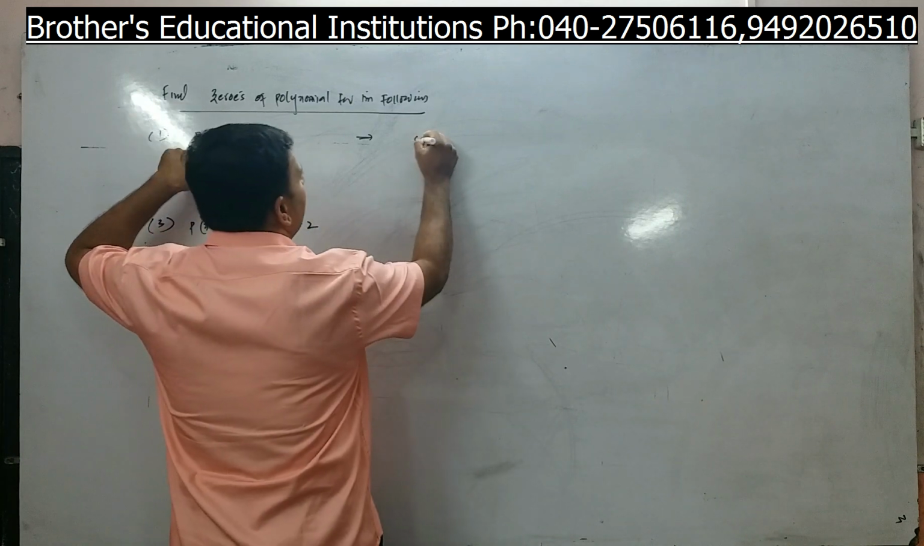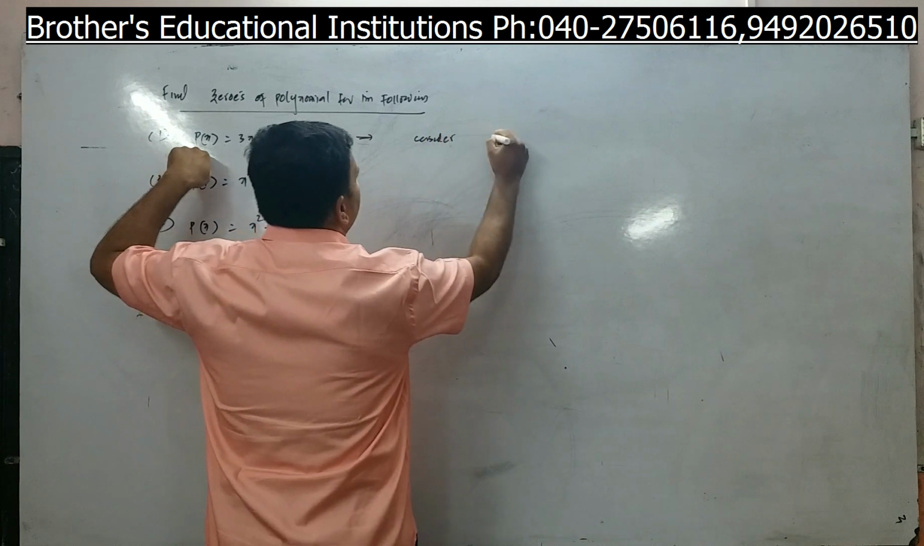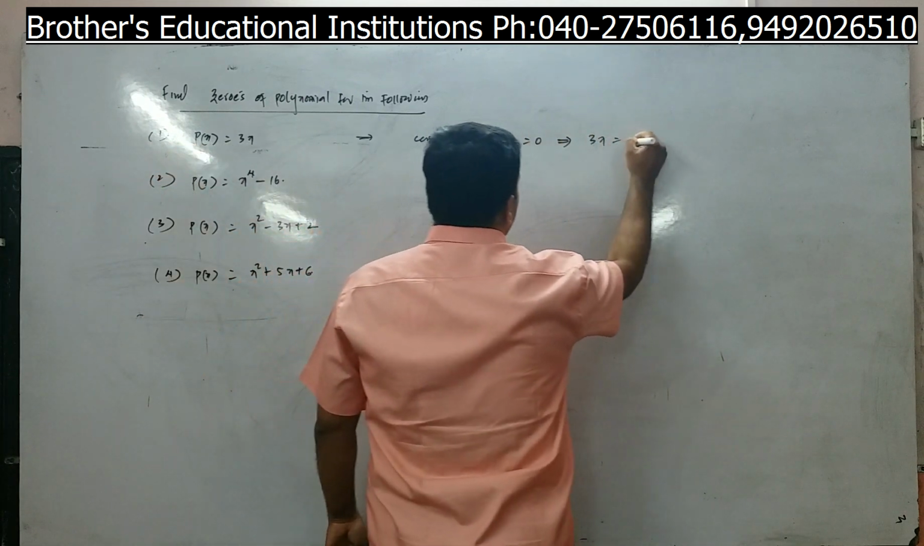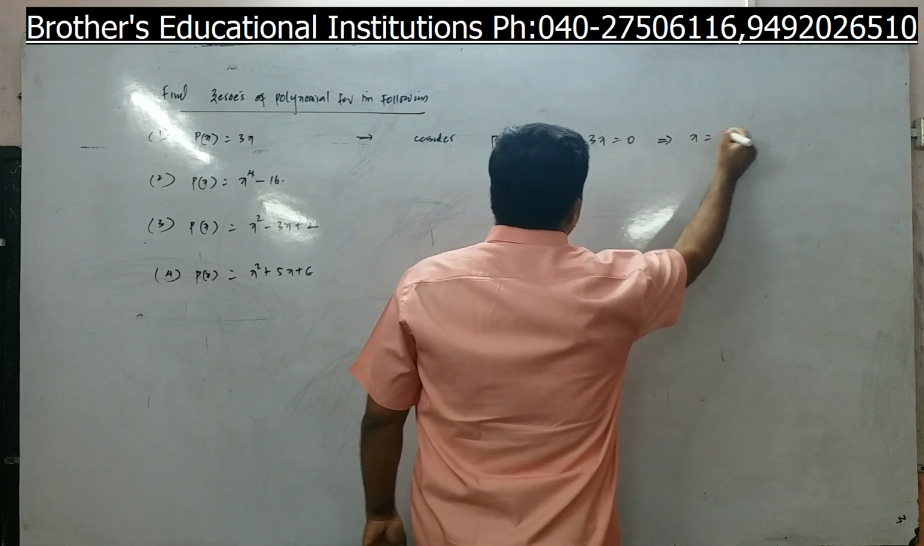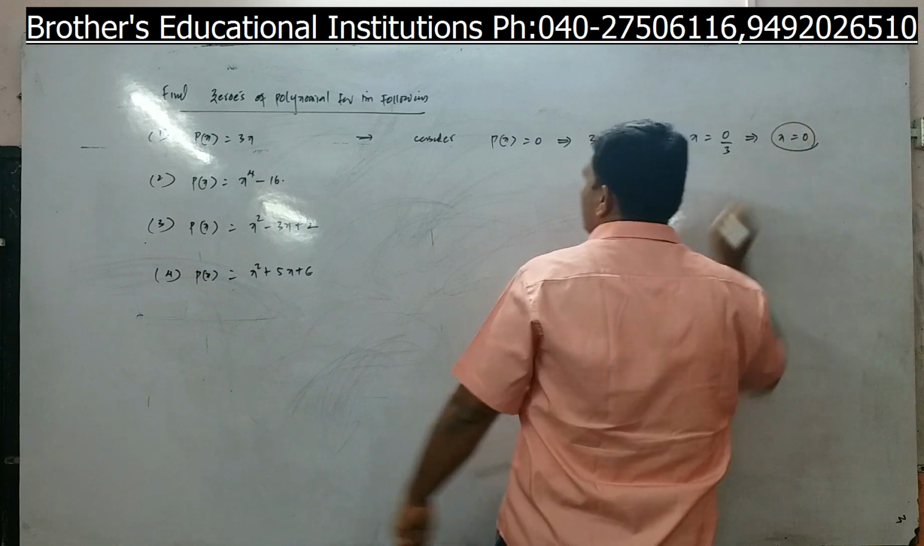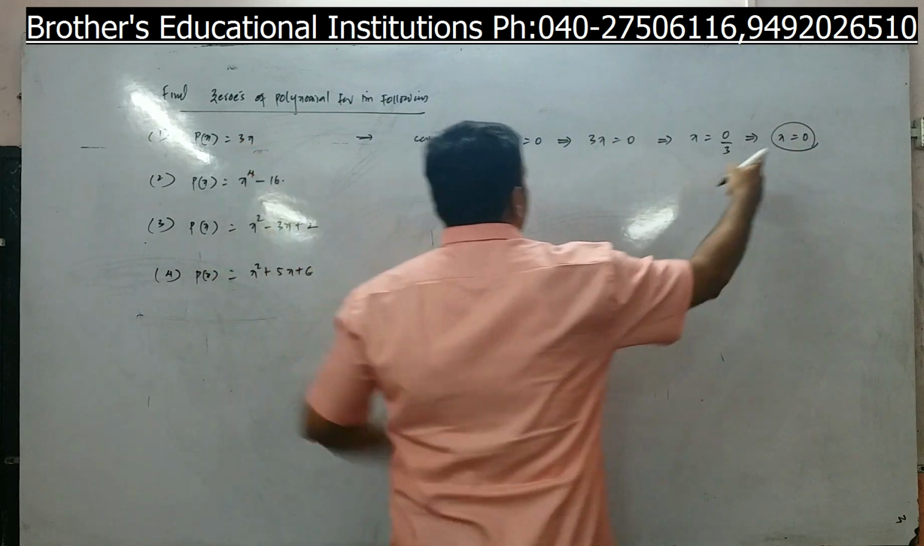So I will consider p of x is equal to 0. It implies 3x is equal to 0. It implies x is equal to 0 by 3. It implies x is equal to 0. So for this polynomial 3x, what is 0?